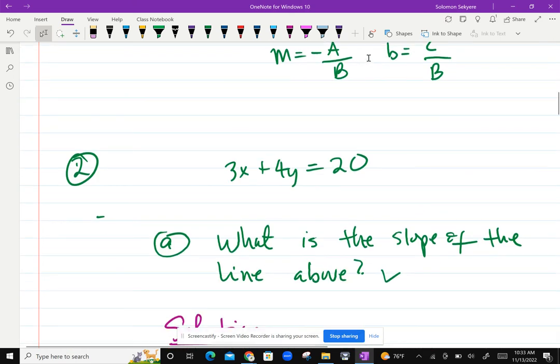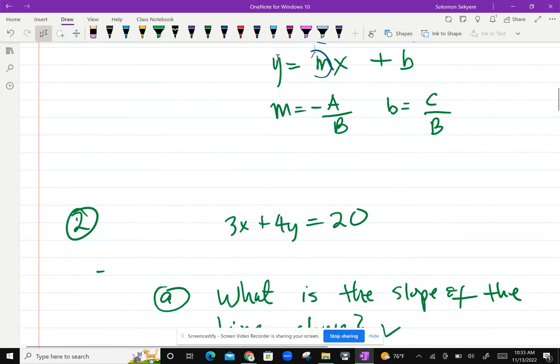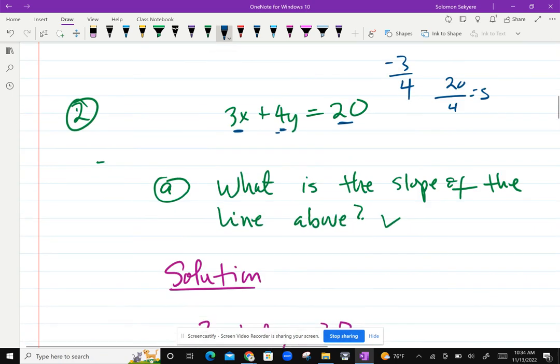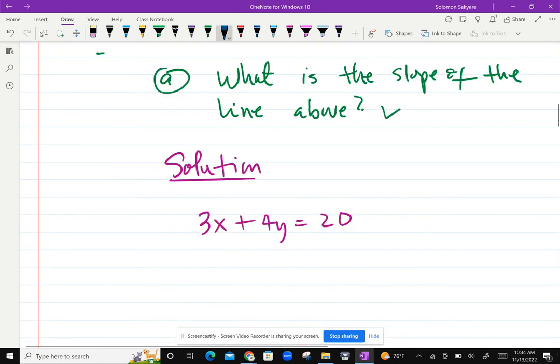Okay, here's another example. I give you this question and ask, what is the slope of the line? The slope is the negative of your A divided by your B, so it's negative 3 over 4. And if you're asked what is the y-intercept, it is C over B, 20 over 4, which is 5. What if you are asked to rewrite this in the slope-intercept form?